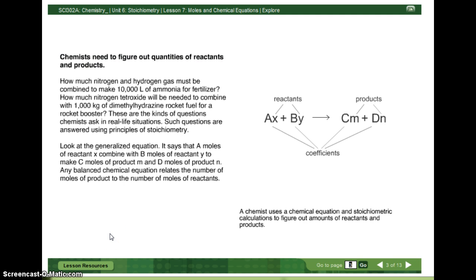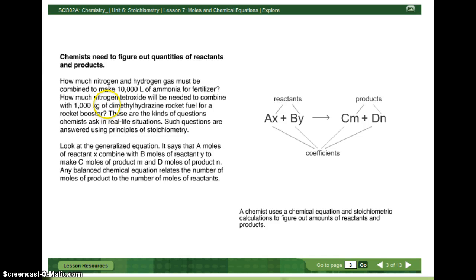Chemists need to figure out quantities of reactants and products. How much nitrogen and hydrogen must be combined to make 10,000 liters of ammonia for fertilizer? How much nitrogen tetroxide will be needed to combine with 1,000 kilograms of dimethyl hydrazine rocket fuel for a rocket booster? These are the kinds of questions chemists ask in real-life situations. Such questions are answered by using principles of stoichiometry.